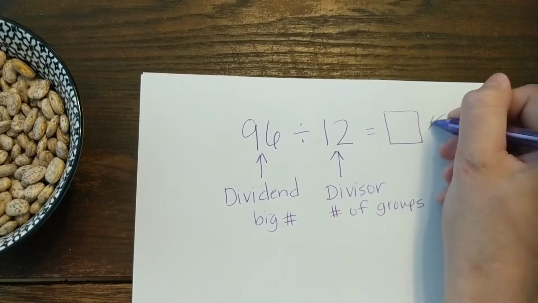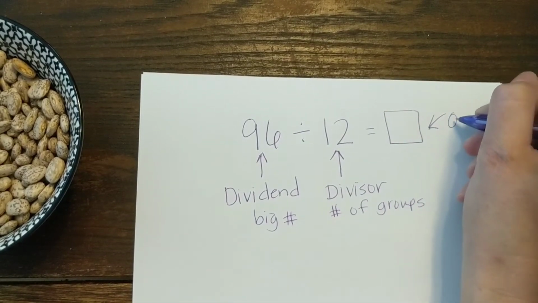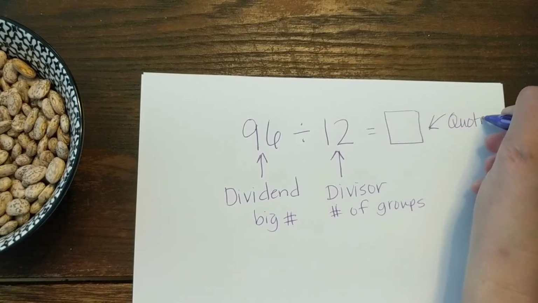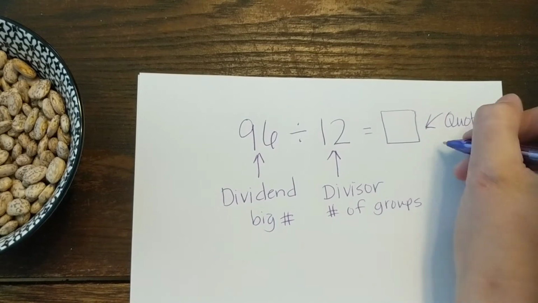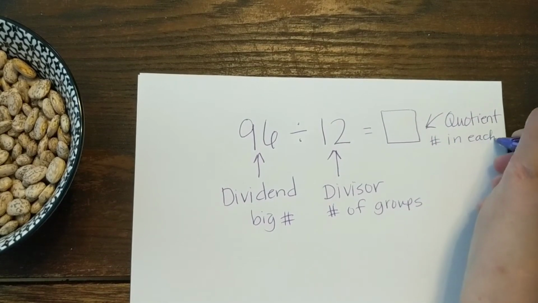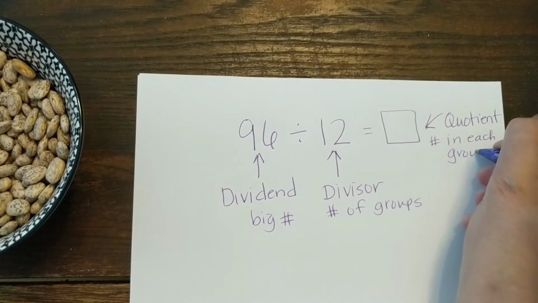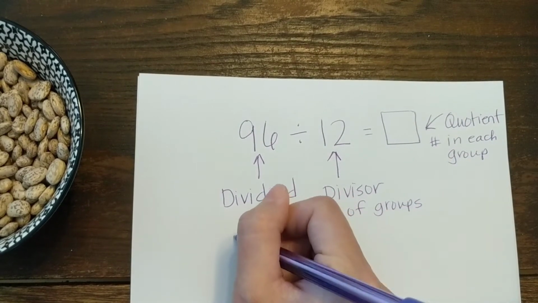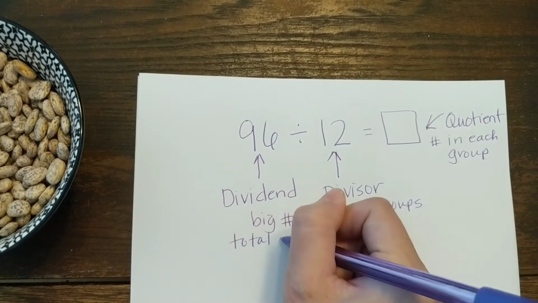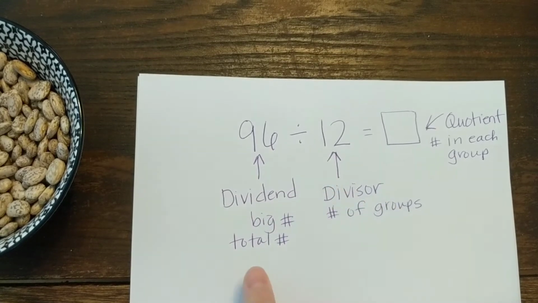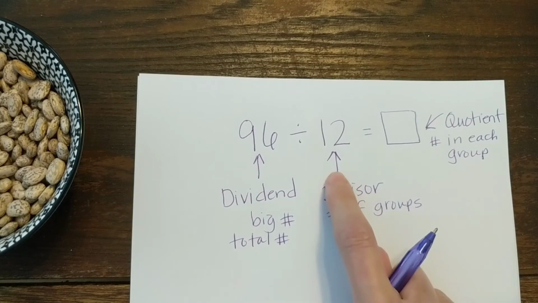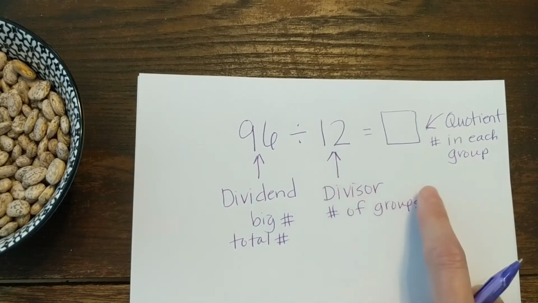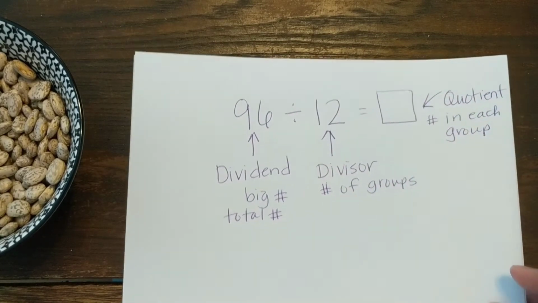Okay, and this is how many are in each group. This is your answer to your division problem. This is your quotient. Okay, and this is the number in each group. And this is your big number, and this is your total number. Got it? Total number, dividend. The number of groups you are making is your divisor, and your quotient is your answer.